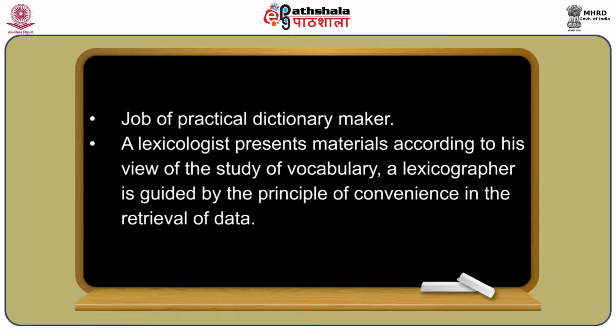Words are presented in a dictionary in such a way that they can be accessed in real-time situations. For instance, whatever theoretical basis for enumerating different meanings of polysemous words is accepted, meanings are normally arranged and presented in the mind of a practical dictionary maker based on different contextual usages. While a lexicologist presents materials according to his view of the study of the vocabulary, on the other hand, a lexicographer is guided by the principle of convenience in the retrieval of data from the dictionary.